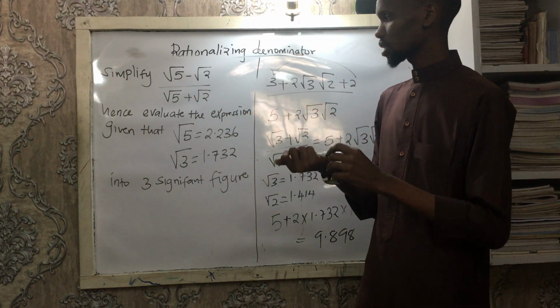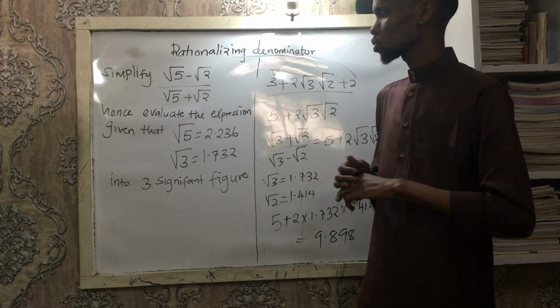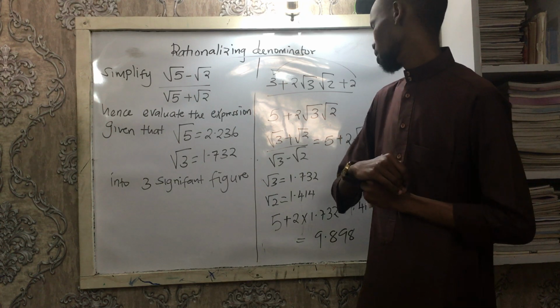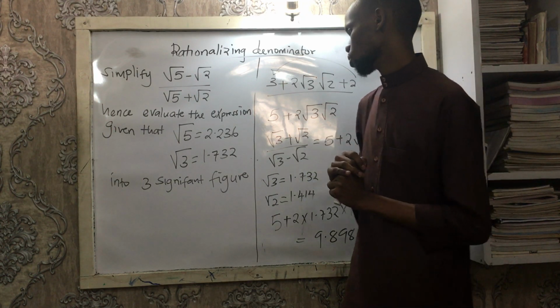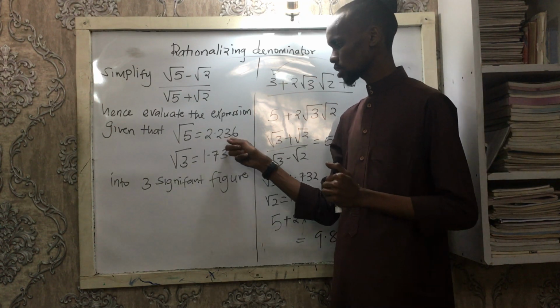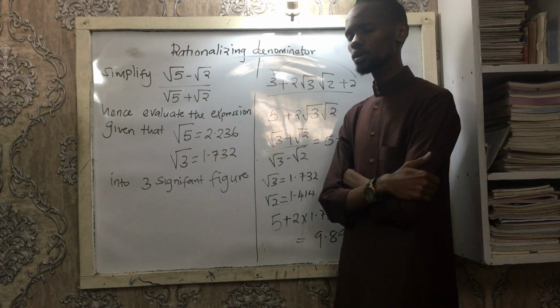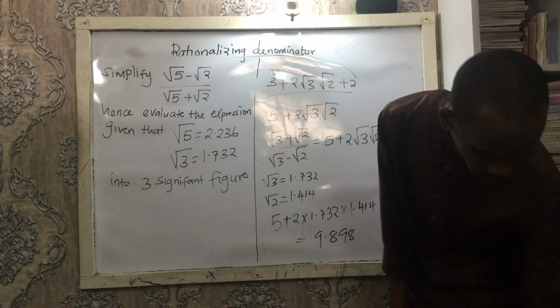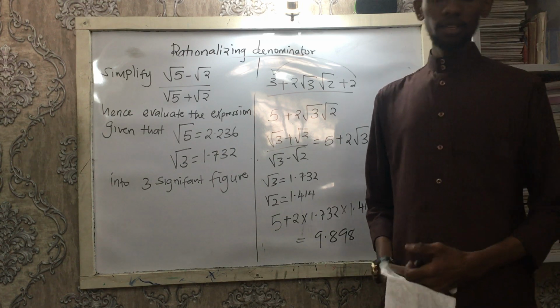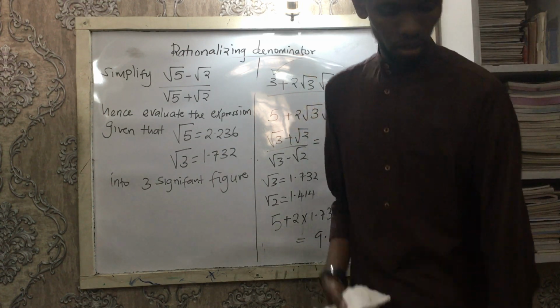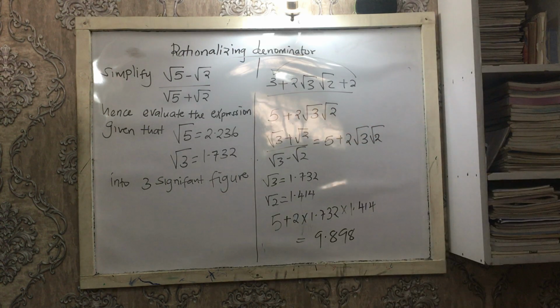Simplify root 5 minus root 2 over root 5 plus root 2, hence evaluate the expression given that root 5 is equals to 2.236, root 3 is equals to 1.732 into 3 significant figure. Right, pause the video and then maybe 5 minutes before we do it again.